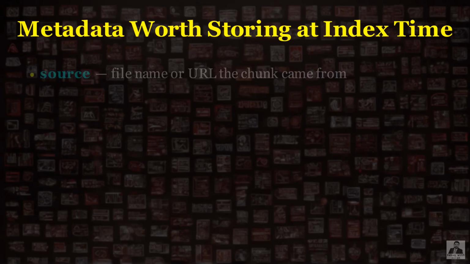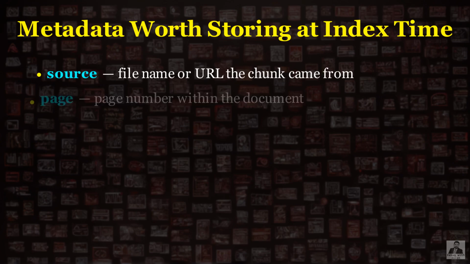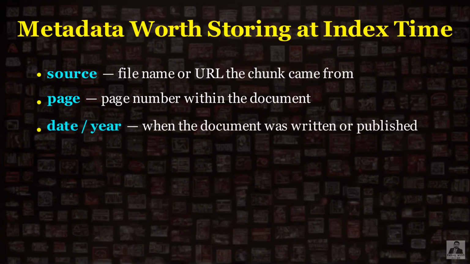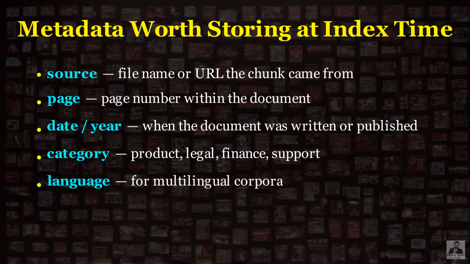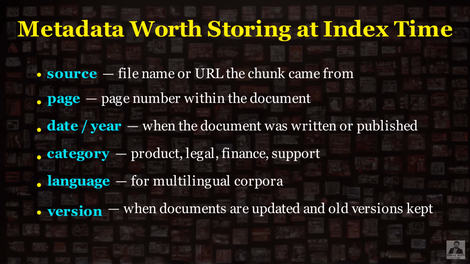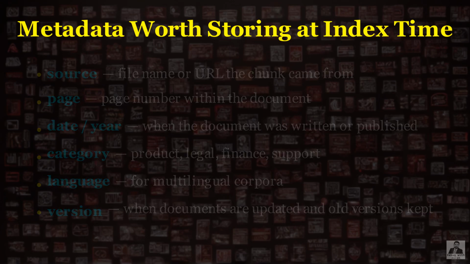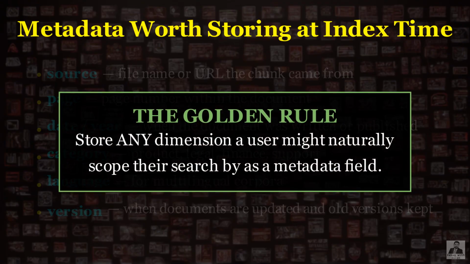The most valuable fields to capture are source file name, page number, creation or publication date, a category or department label, language for multilingual systems, and version number when you keep historical versions of documents. The rule is simple. Any dimension a user might naturally want to scope their search by should be stored as a metadata field when the chunk is indexed.